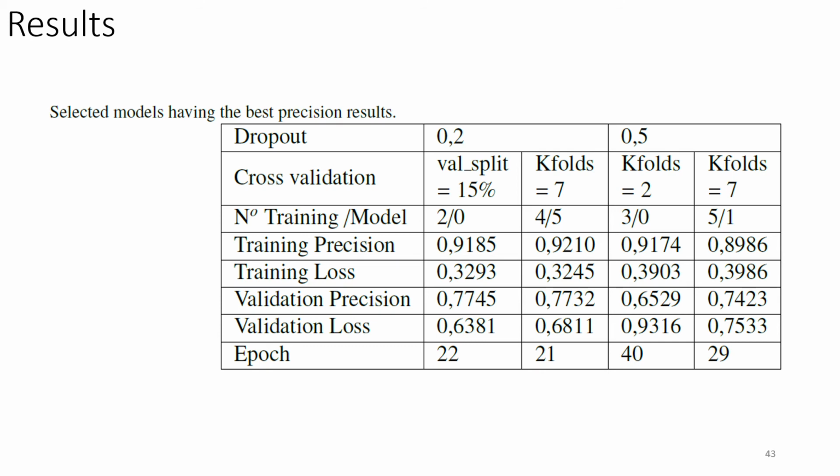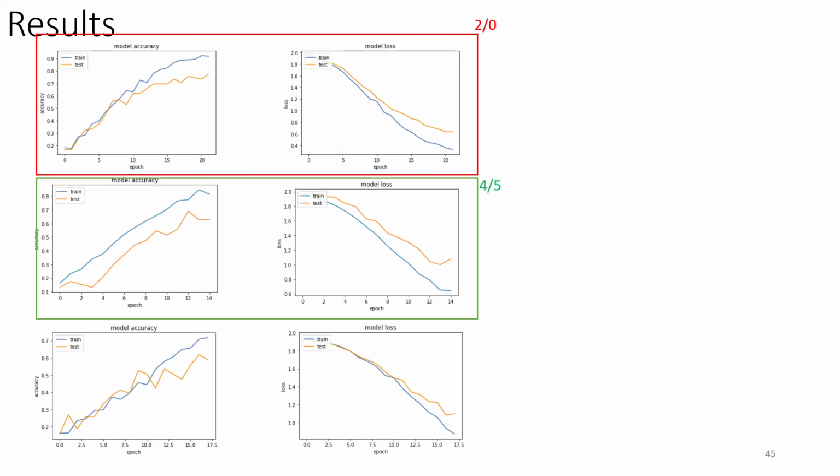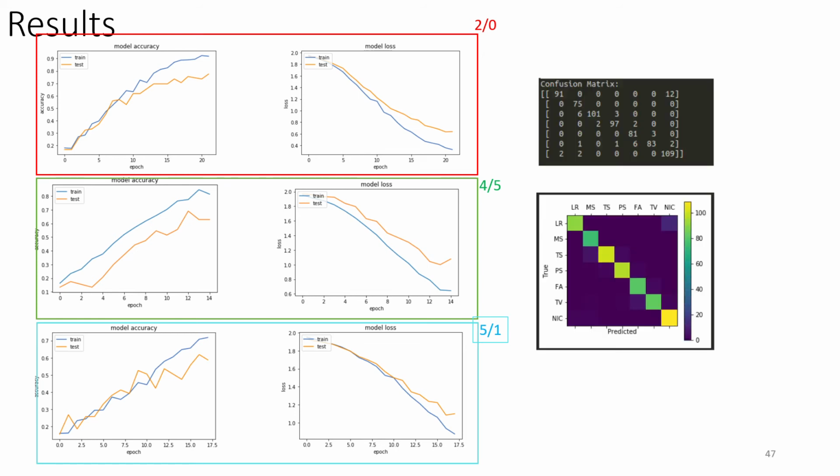A summary of experiments shows that the 2.0 model gives the best validation precision. This is the training with a 15% validation split and 0.2 dropout. It is shown to have the best accuracy compared to the 4.5 model and the 5.1 model. The confusion matrix for the best model, the 2.0, shows that the images that are the most confused are the ones most visually similar and represent the phases that are mostly adjacent in the walking cycle. The difference between the training precision and the validation precision, however, can represent an overfitting. This is mainly due to the small size of the dataset.